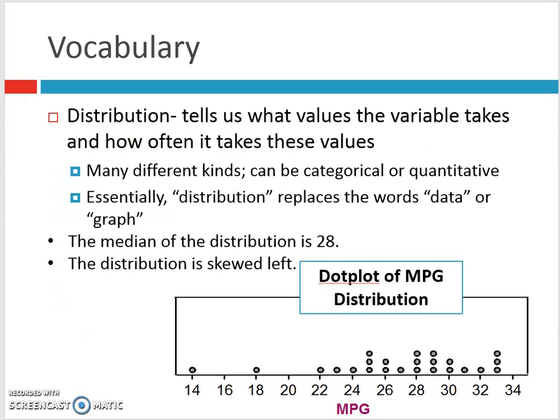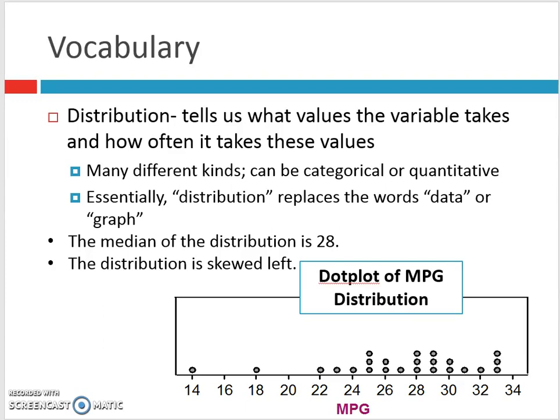Now, the next thing we're going to talk about is distribution. We're going to use this word a lot this year, distribution. We're going to be studying many different types of distributions as we go throughout this course. In general, here's what you need to remember. Distribution tells us what values the variable takes and how often it takes these values. That's really what it boils down to. What values it takes and how often it takes them.